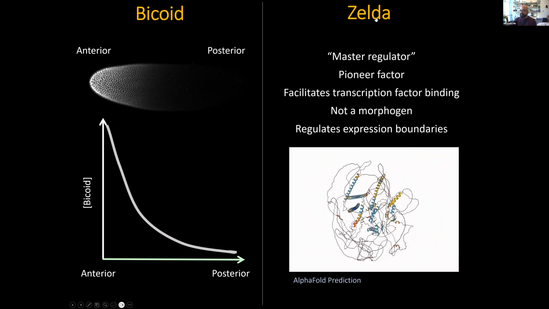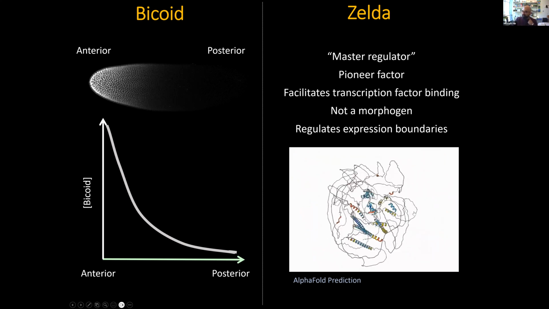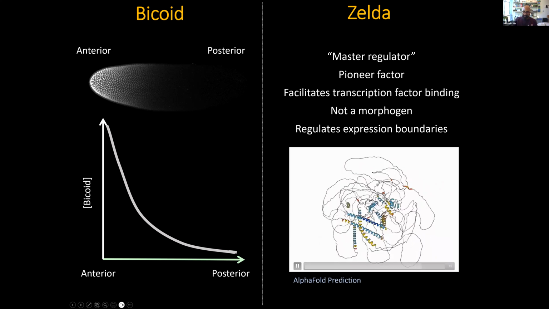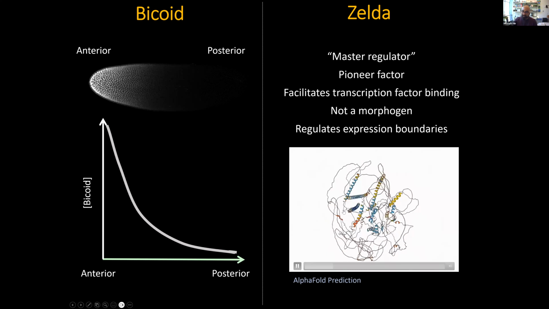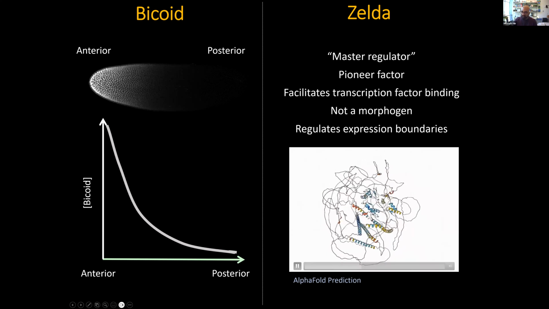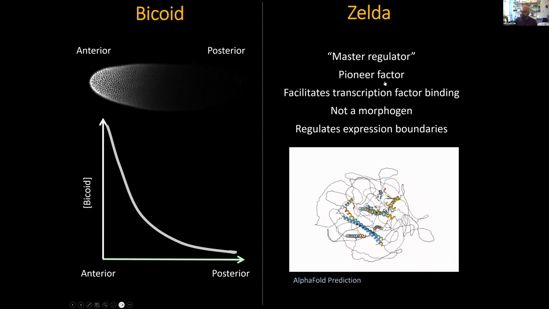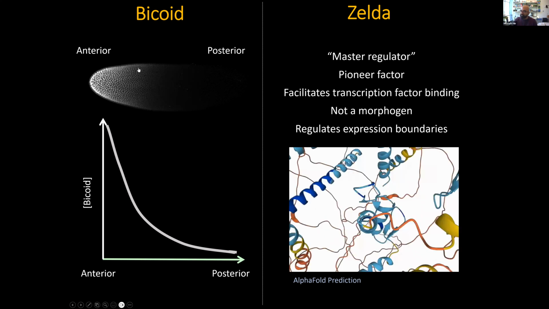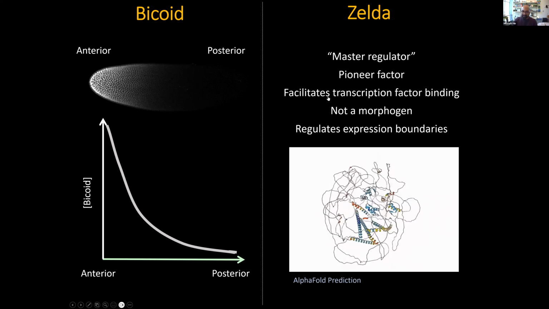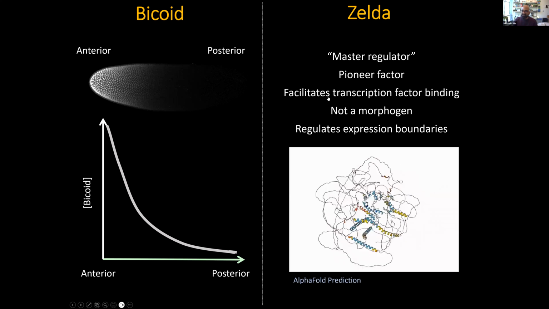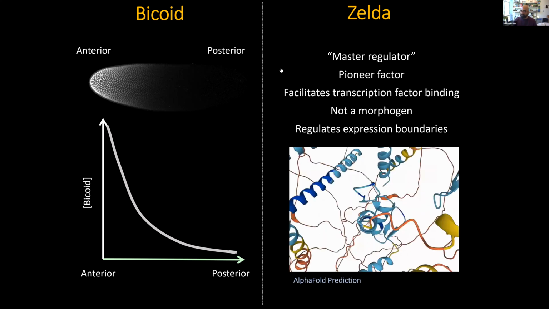Now, ZELDA is a very interesting protein. It's an acronym for zinc finger early Drosophila activator, because it has 4 zinc fingers, which comprise the DNA binding domain, and the rest of the protein is more or less unstructured. ZELDA is sort of a master regulator in the early embryo. It's not a morphogen, so it's uniformly distributed in the embryo, but it dictates the binding of many, many transcription factors, and in doing so regulates these domains of expression that pattern the embryo.